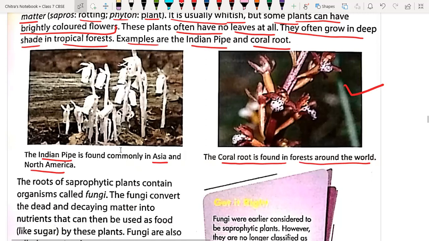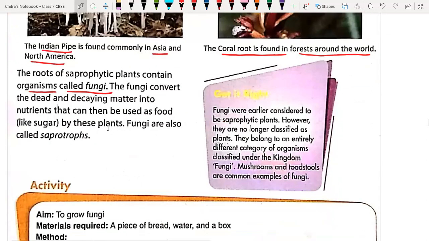The roots of the saprophytic plants contain an organism called fungi. The fungi convert dead and decaying matter into nutrients that can be reabsorbed by the plants, and used as food like sugar by these plants. Fungi are also called saprotrophs. Sapro means dependent on the dead organic matter of plants and animals, and trophs means nutrients. So those organisms that depend on dead organic matter of plants and animals for their food are called saprotrophs. Here we have one important point that we have to discuss.